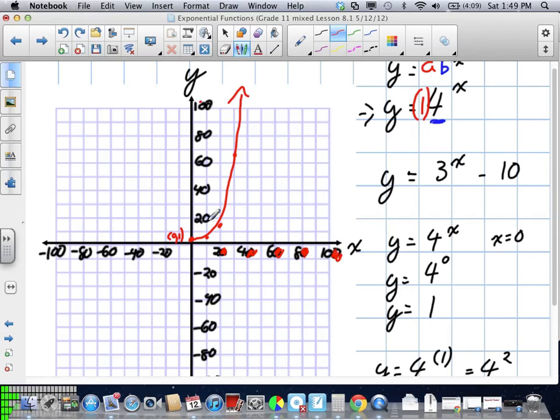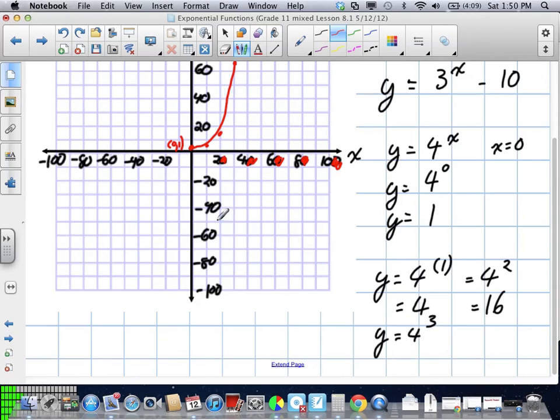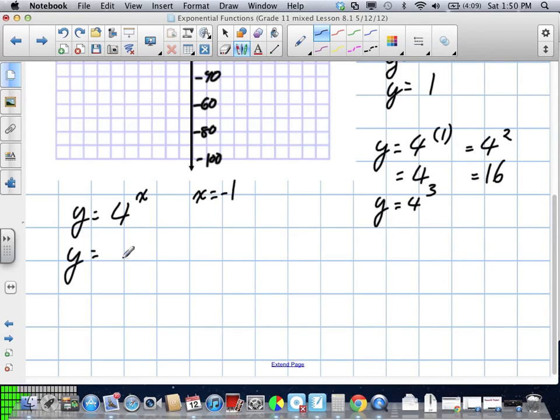Our y-intercept, sorry, is at 0 and 1. What about when we're talking about the number, and this is why we need to know our exponents, what about if we're talking about y is equal to, and x is negative 1? Well, that's going to give us y is equal to 4 to the negative 1. How do I make that a positive? 1 over 4. That's it. It's 1 over 4. So it's a quarter of the way.